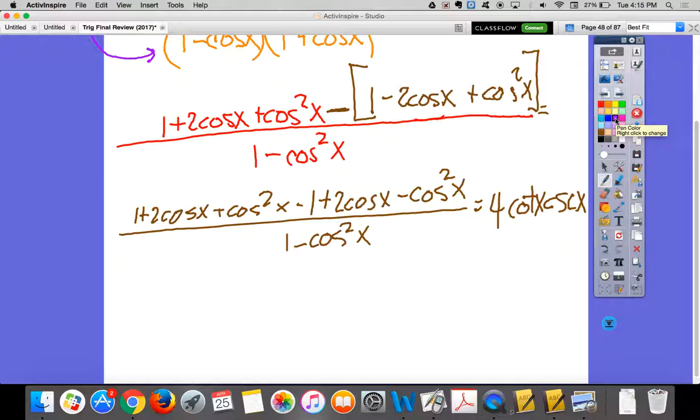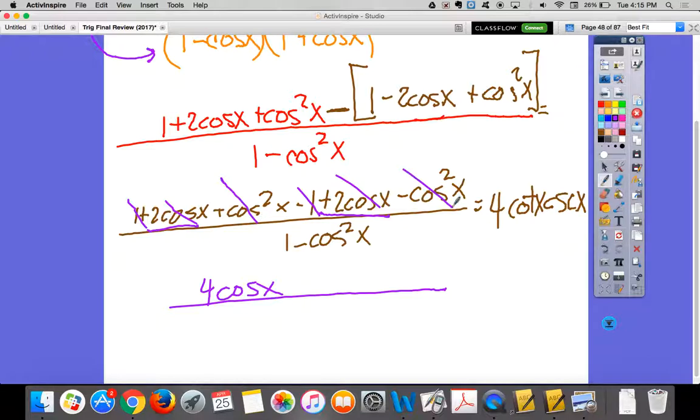Let's get our like terms together for one thing. 1 and negative 1 cancel. I have a 2 cosine here and a positive 2 cosine there for 4 cosines. So those are taken care of. And I have a positive cosine squared and a negative cosine squared. Wow, did that shrink. All right, now here's the thing. I need to get to one item, one term. 1 minus cosine squared. Hopefully that rings a bell that is sine squared.